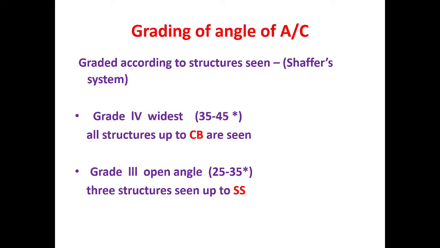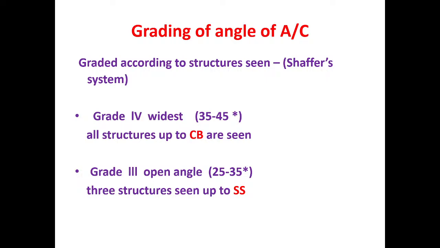I told you grade 4 is the widest angle. Structures are seen up to the ciliary body band, which means you are seeing all 4 structures: Schwalbe's line, trabecular meshwork, scleral spur, and the ciliary body band. So it is a wide open angle. Approximately 30 to 45 degrees is the angle between the cornea and the iris. So there is no chance of getting angle closure glaucoma. It is an open angle, and the patient may have open angle glaucoma. If IOP is high and you see this on gonioscopy, you say it is an open angle glaucoma.